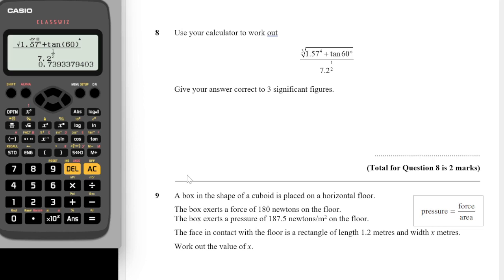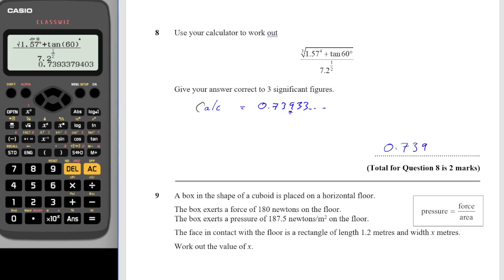So I'm going to state that I've used my calc. 0.73933... So if I'm giving that to three significant figures, that's the third significant figure. The number behind it is a 3, so I'm going to go 0.739.